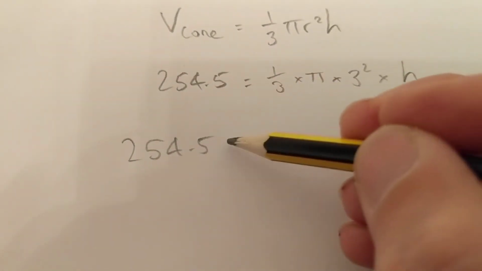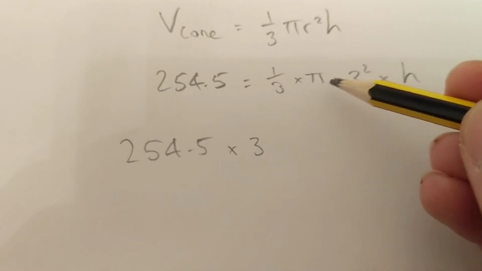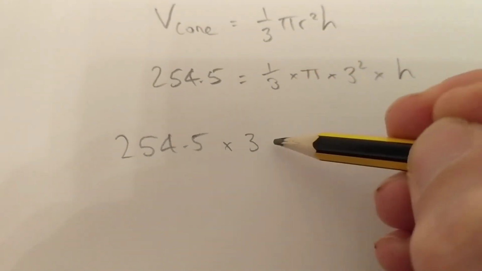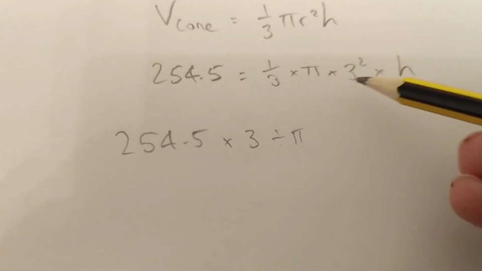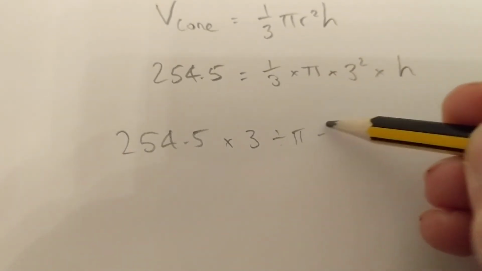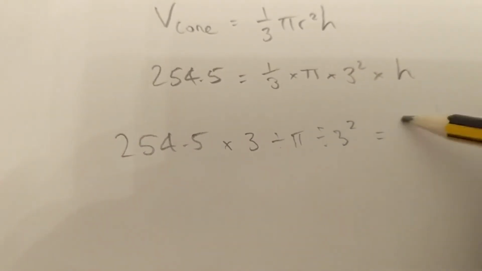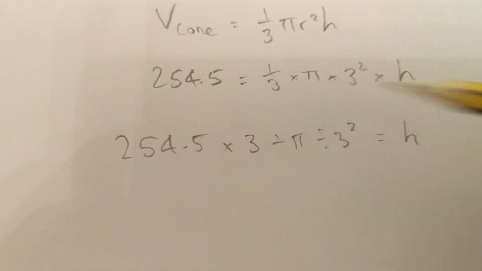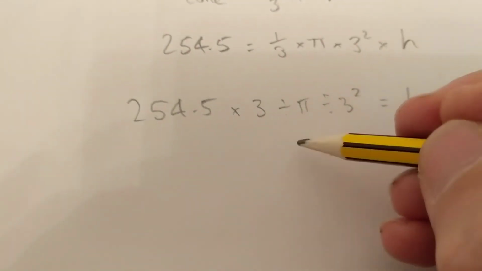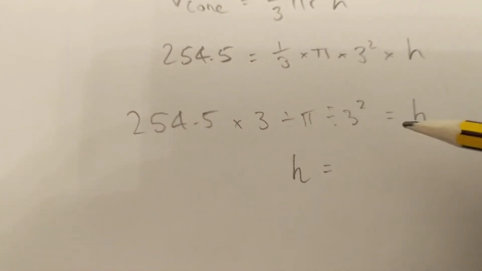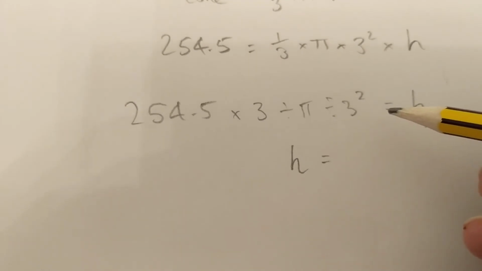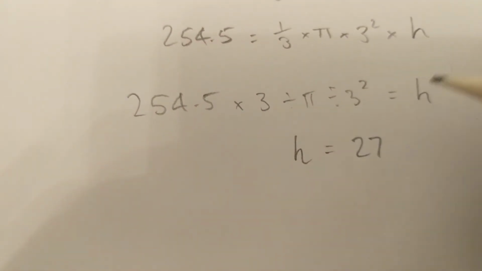I'm going to times that 3 up. That's a times pi on that side. I want to get rid of it over to this side, so I'm going to divide by pi. Times 3 squared, I want to get rid of that, so I'm going to divide by 3 squared. And that's moved everything over away from my h. If I do all that calculation, the answer I get in my calculator is around about 27 centimetres.